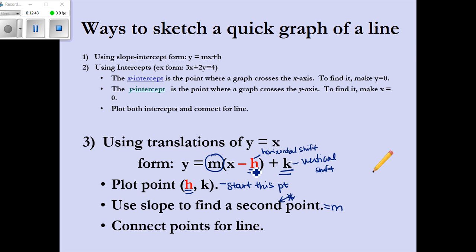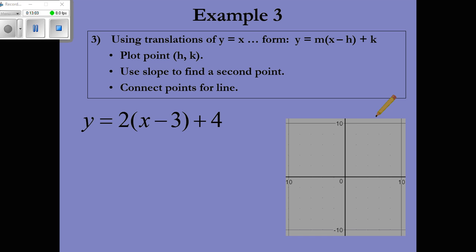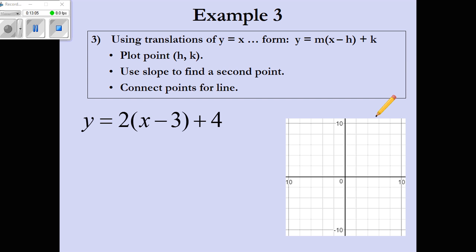And we use this in absolute values. We use it in quadratics. We use it in cubics. We use it in square roots. We use it in polynomials. We use this in all forms of graphing for the rest of the year. So if we can get this down today, you are going to be set for the year. So let's do an example, okay?